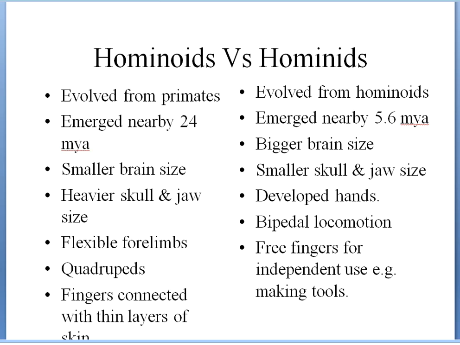Hominoids have flexible forelimbs and their fingers were not fully developed as we have today. Their fingers were connected with thin layers of skin like some birds. So they are quadrupedal, whereas hominids have developed hands, bipedal locomotion, and their fingers are absolutely free for independent use, like carrying children and making tools, etc.